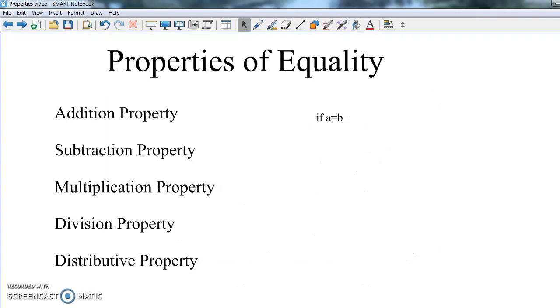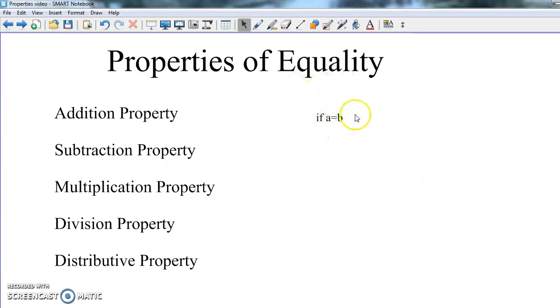So properties of equality. So addition property, subtraction property, multiplication property, division property, and distributive property. You've seen all of these phrases in Algebra 1. You may not have known that this is what you were using to solve for certain things, but these specifically you have used before.